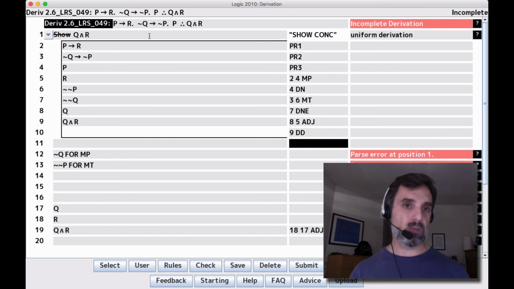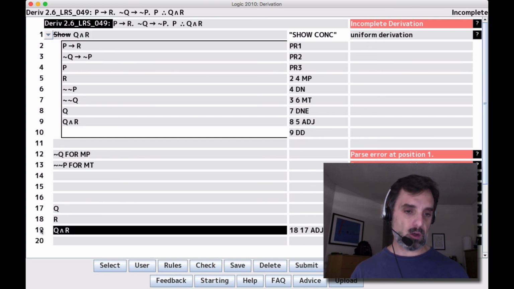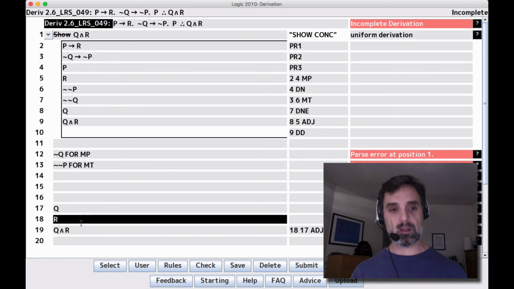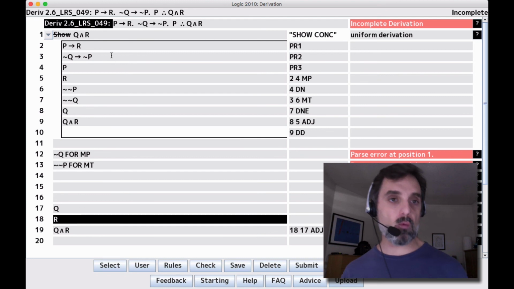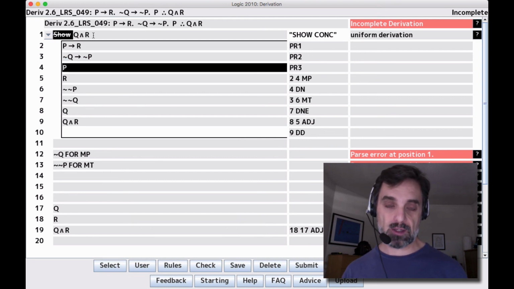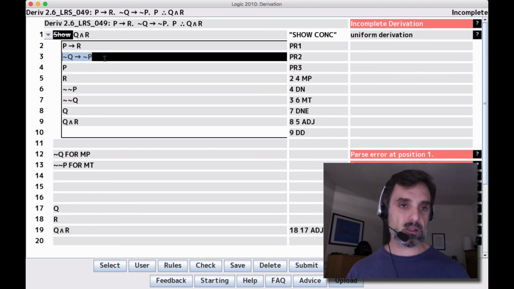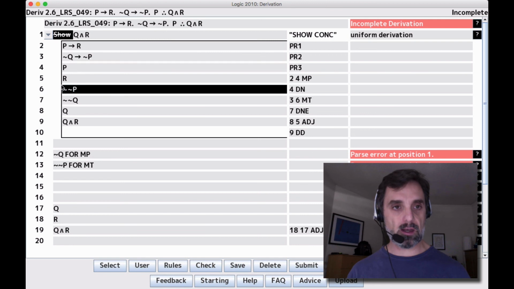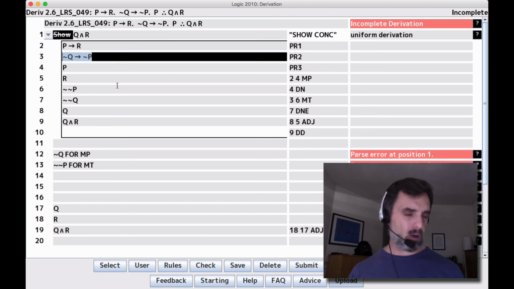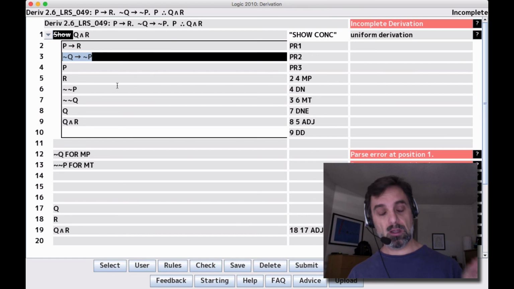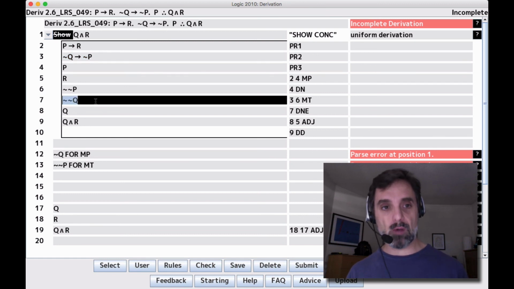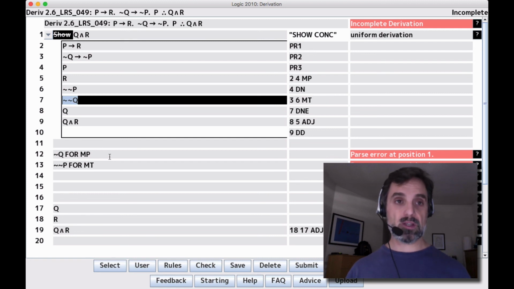But here's the derivation. We think, what do I want to get? I want to get Q and R. How am I going to get that? I'm going to get Q. Separately, I'm going to get R. And I will then adjoin them. So how am I going to get Q and R? Well, I bring in my premises, and I look for applications for inference rules. I say, oh, I can get R with modus ponens. Can I use this conditional? Yes, by turning P into not P, which gives me not Q. And I think, well, now what am I going to do? I wanted to get Q, and separately I wanted to get R. Well, I can get Q by double negating this and removing the double negation. So there we go. That's derivation 2.6 LRS 49. We'll look at 2 more derivations in 2 more videos.